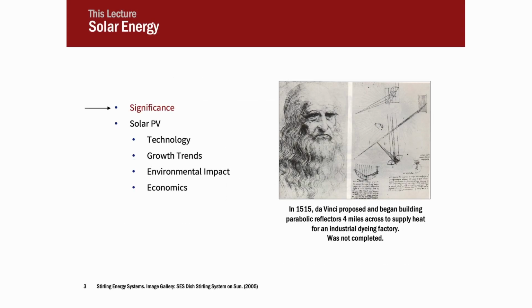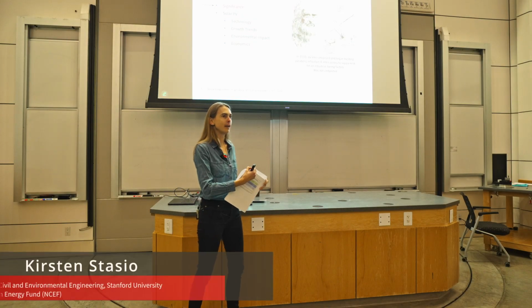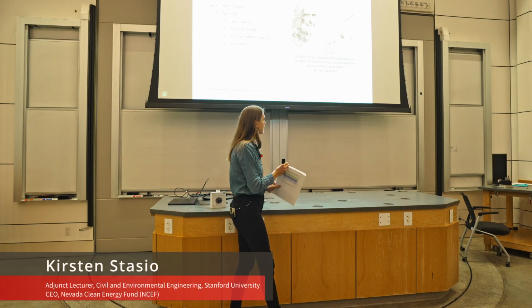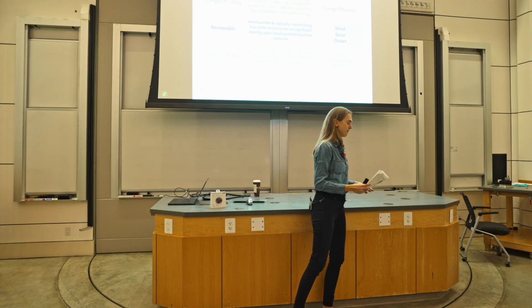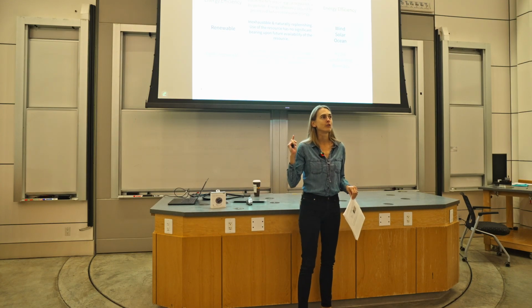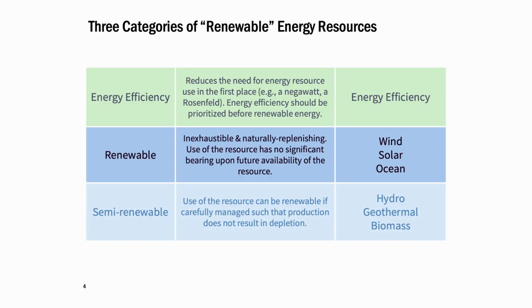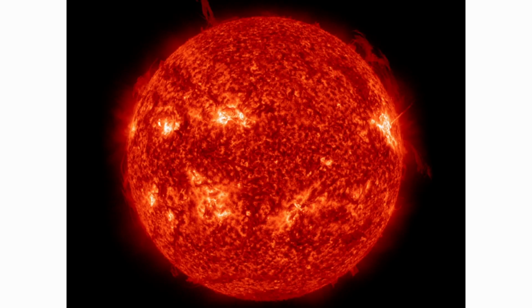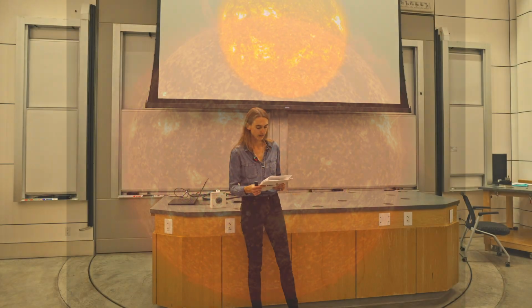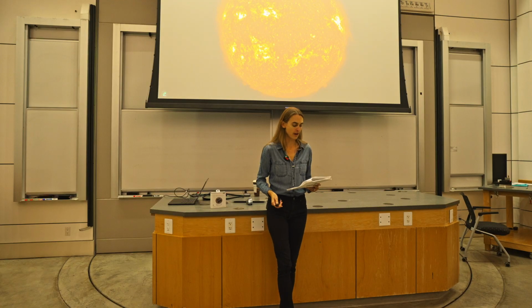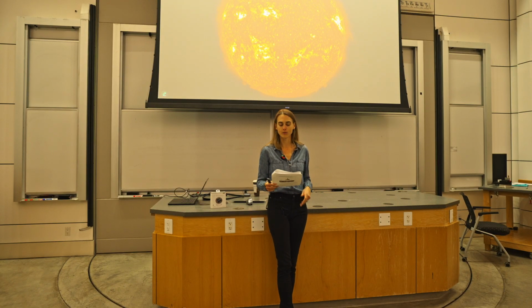Okay, so we're going to start by talking about the significance of solar energy in our energy systems and the different ways that we harness the solar resource. So remember from the Introduction to Renewable Energy lecture, there are really three main ways that we categorize renewable energy resources. And solar energy is part of the truly renewable energy resources, where use of the resource, the sun, doesn't deplete or impact the sun's ability to shine. So we've got that big fusion reactor in the sky that's providing this resource.